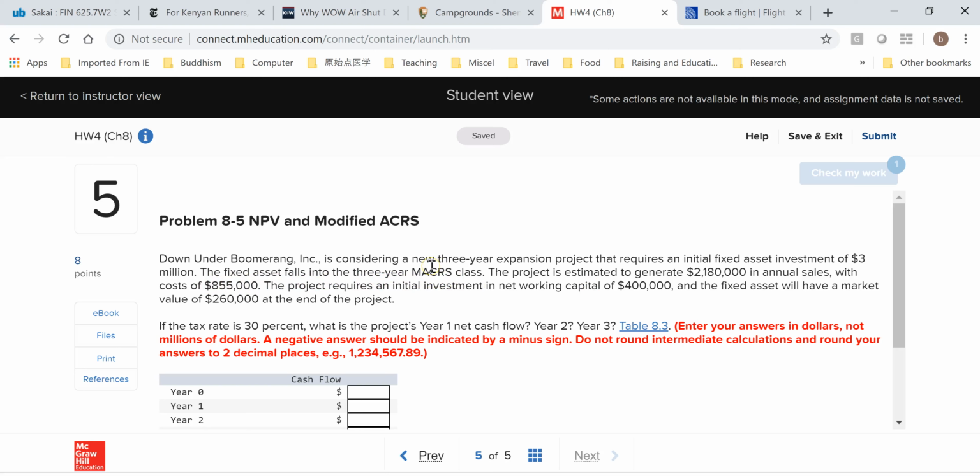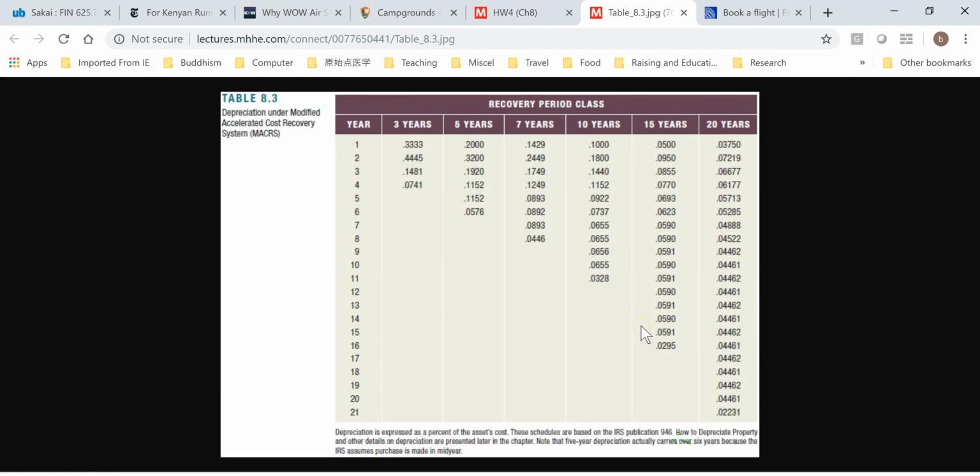class. So this is short for Modified Accelerated Cost Recovery System. This is specified by the IRS for different asset classes. They have a different depreciation schedule for each year. So you can find this schedule from the book and also by clicking this table 8.3. This is actually a copy from the book.